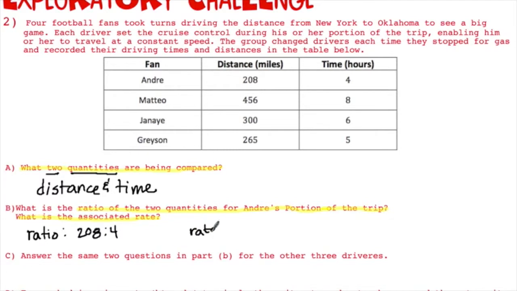Okay, and then the associated rate, I can break that down and simplify it. I know it's 208, so it's miles over time. If I divide both of these by 4, because I want to get down to 1, I know that 4 divided by 4 is 1, and I know that 208 divided by 4 is 52. So my rate is 52 miles per hour.